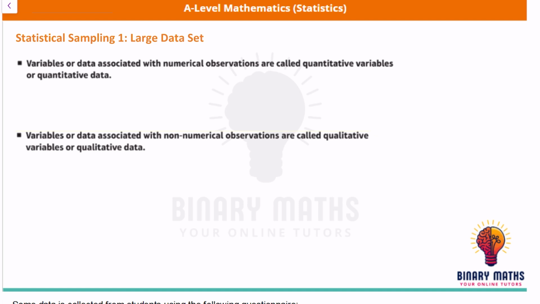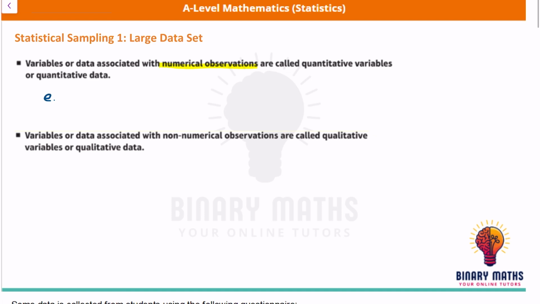Variables or data associated with numerical observations are called quantitative variables or quantitative data. For example, it might be shoe size, age, number of siblings, and so on.